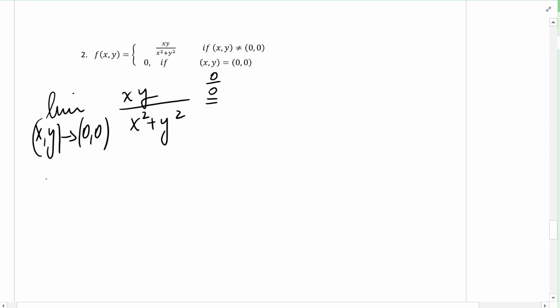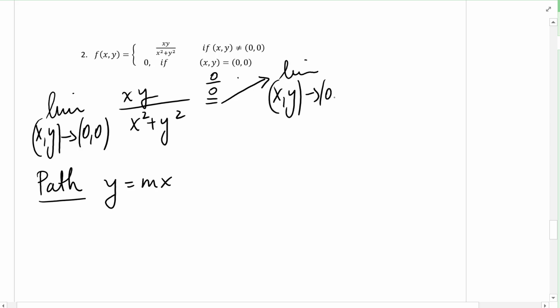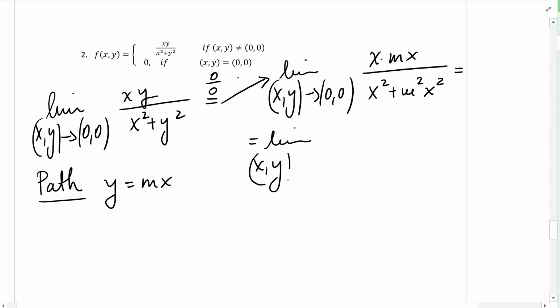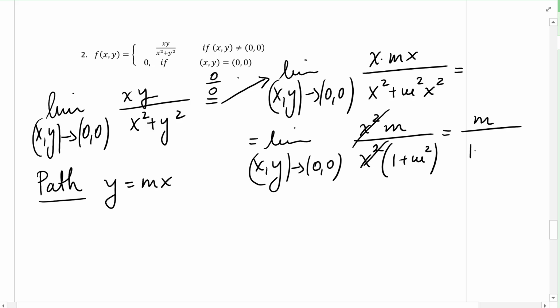So let's try the path y equals mx and see what happens. For the path y equals mx, we get the limit as (x, y) approaches (0, 0) of x times mx over x squared plus m squared x squared. If we factor out x squared from the bottom, we get m over 1 plus m squared.